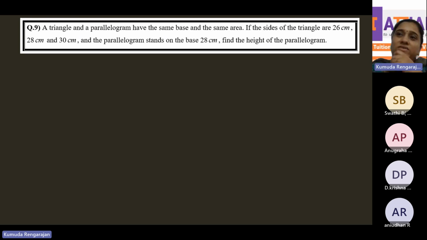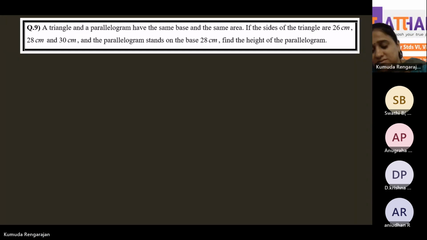So how did you get root 7? Extra 7, huh? Aniruddhan, Krishna Priyan. Yeah, 336. All right, children.